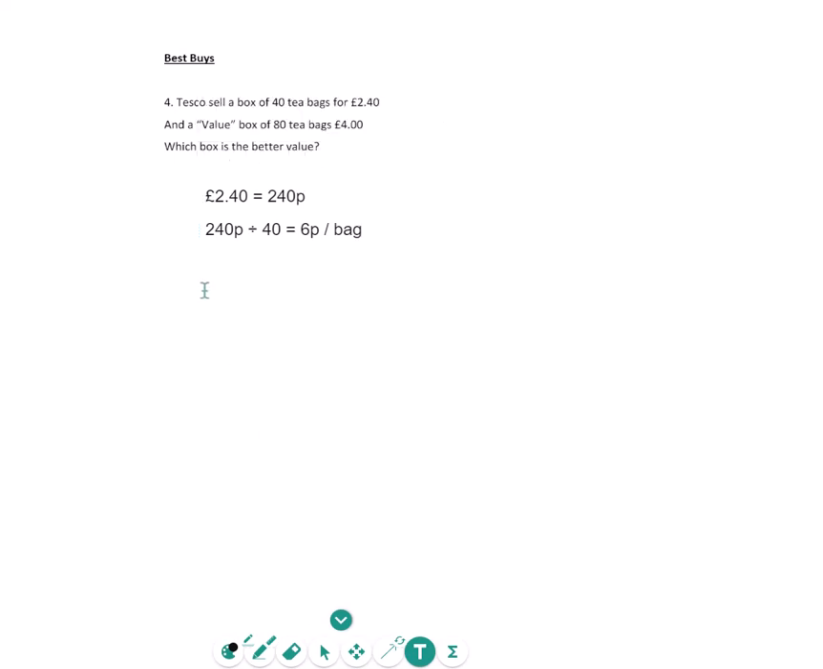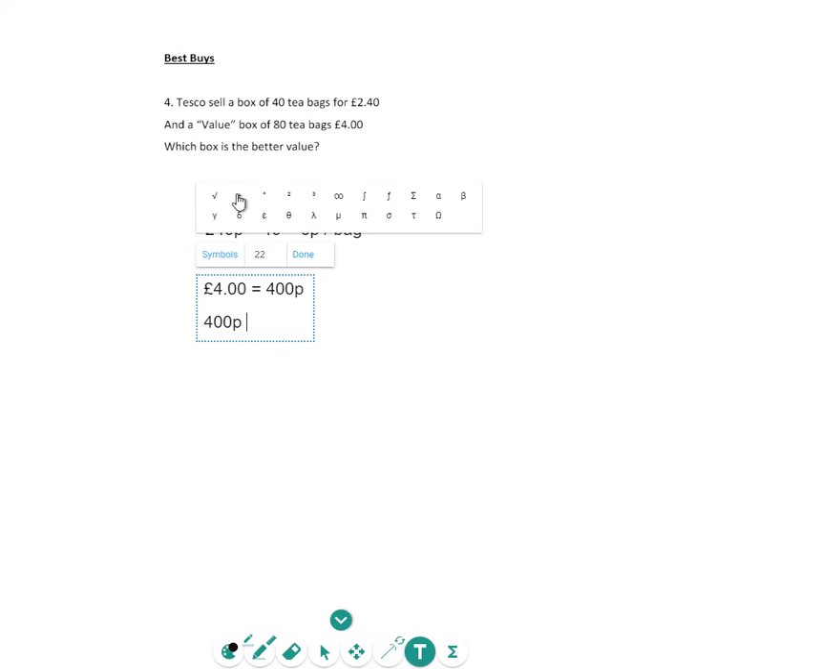And the value box sells for £4, which is the same as 400p. And to find out how much 1 bag would cost, we would take 400p and divide that by 80 tea bags, and we get 5p per bag.